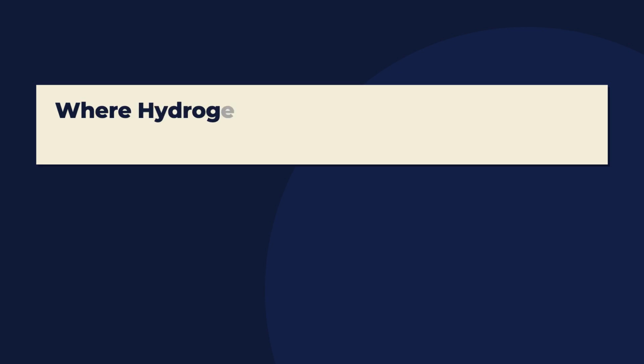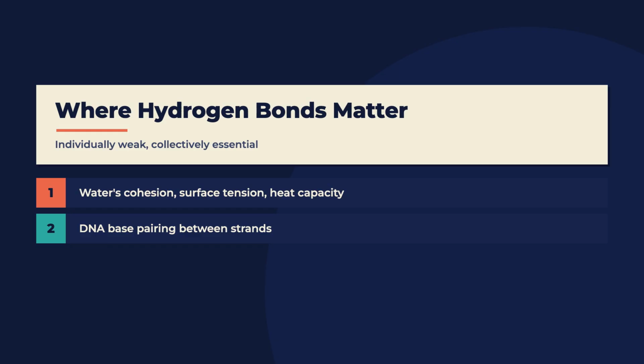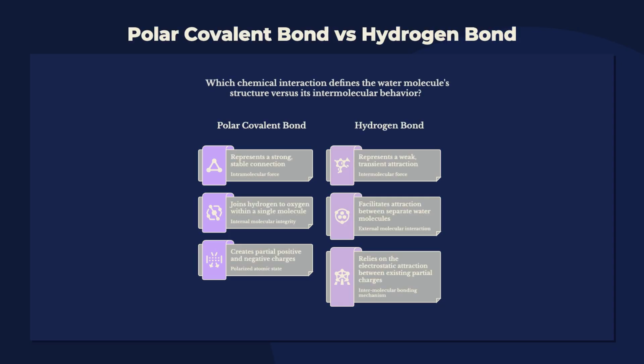nitrogen on another. 3 of the body's most important structures depend on these weak attractions: water's cohesion and heat capacity, the base pairing that holds DNA's 2 strands together, and the alpha helices and beta sheets that give proteins their shape. The attraction exists because of polar covalent bonding one level down.